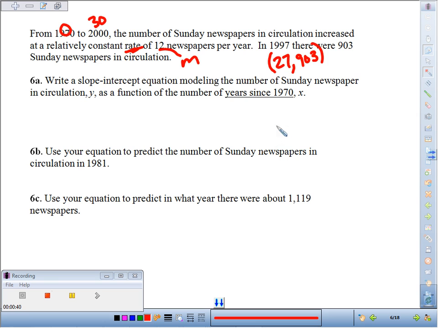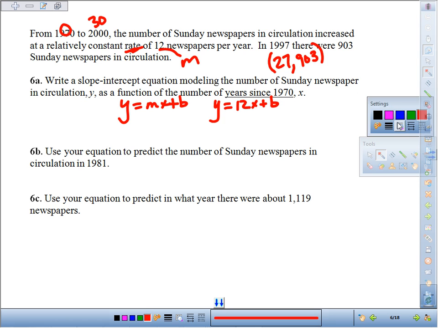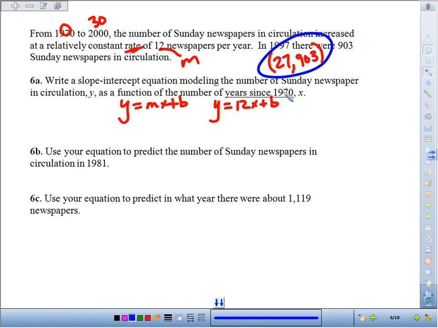So then we look at this problem, and we say, well, a slope-intercept equation would be y equals mx plus b. We know the slope's 12, but what we don't know is the y-intercept. However, we know a point that has to work on this equation. They told us it was on the line, so it has to work in the equation. Substitute 903 for y and 27 for x.